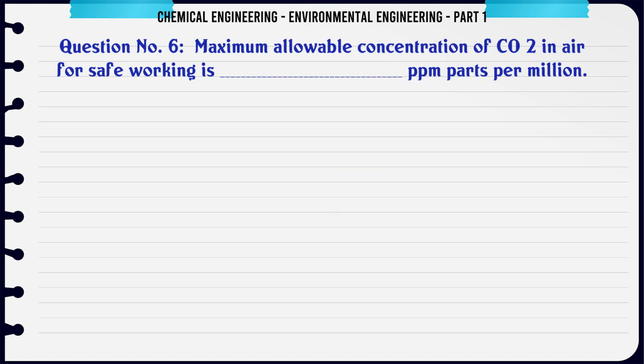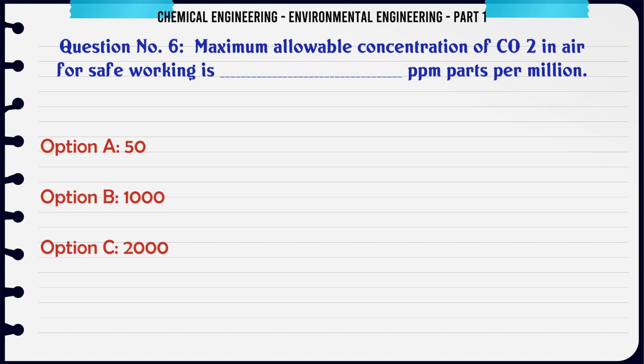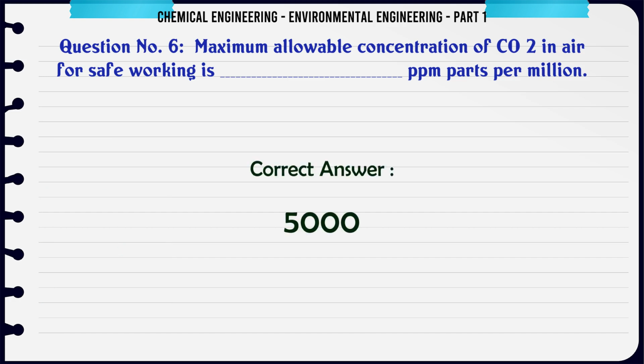Maximum allowable concentration of CO2 in air for safe working is _____ ppm, parts per million. A. 50. B. 1000. C. 2000. D. 5000. The correct answer is 5000.